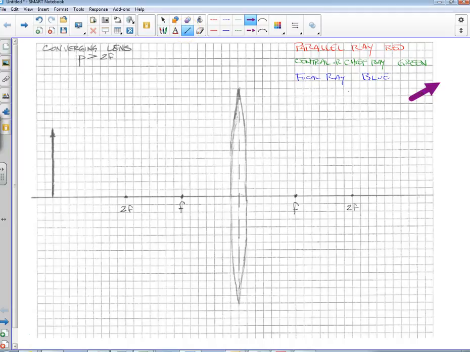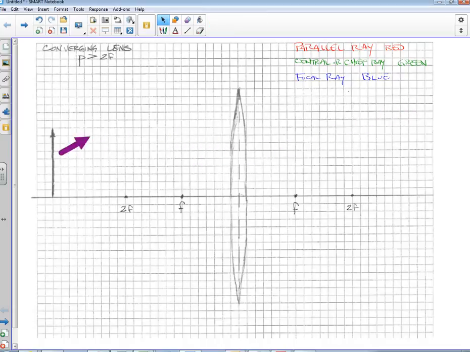For this one, we're doing a situation where the object is farther away than twice the focal length, so out here in this region. So like mirrors, converging mirrors, we're breaking this into three regions: out here, in between here, and closer to the focal length. And just like converging mirrors, which are of course concave, this is a converging lens, which does happen to be convex.